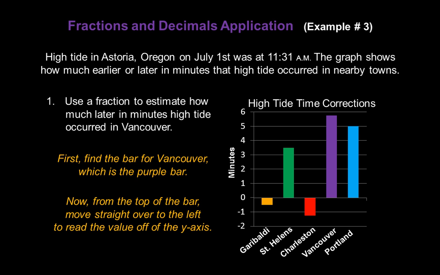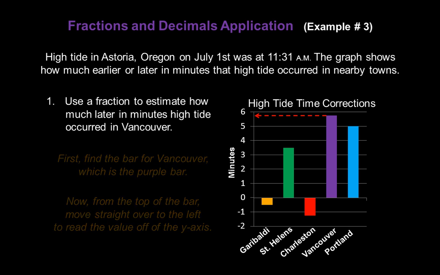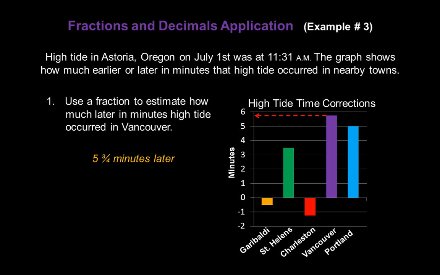So, from the top of the bar, move straight over to the left, and we'll read the value off of the y-axis. In fraction form, high tide occurred 5 3/4 minutes later in Vancouver.